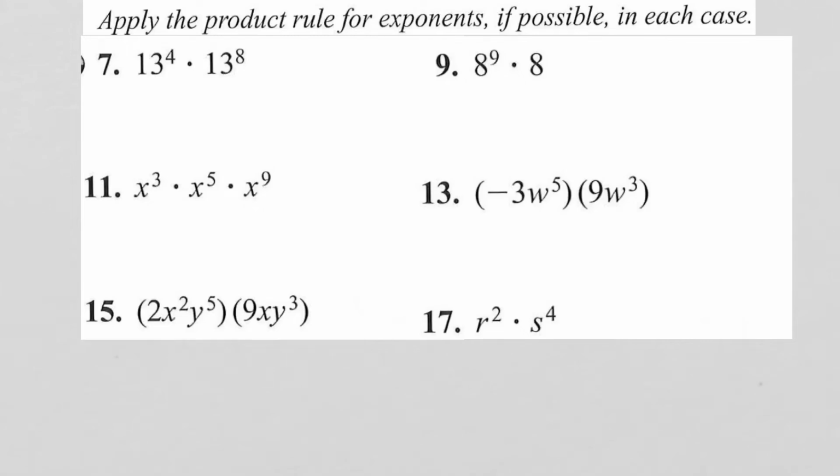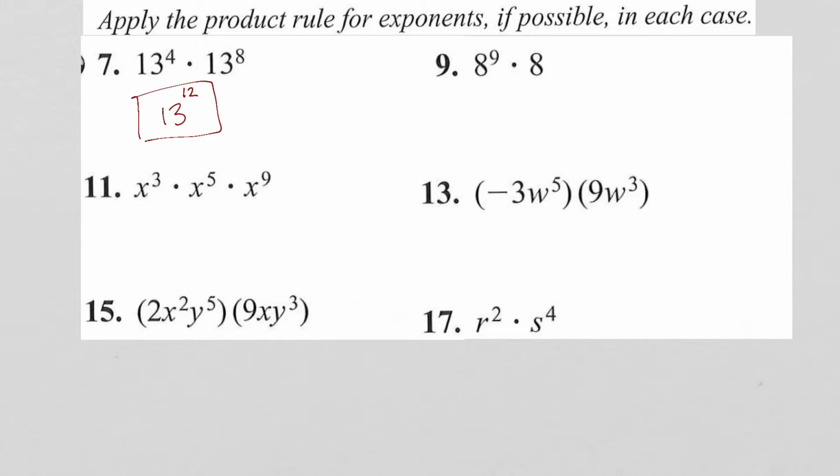Okay, a common mistake is when you're multiplying something like this, people try to multiply the 13s, but 13 is the base, and the base never changes. All you do is add the exponents. So this is going to be 13 to the 4 plus 8, which is 12th power. If you wanted to evaluate that, you'd have to go 13 times 13, 12 times. It's going to get some outrageously large numbers, so we'll leave this in exponential form.